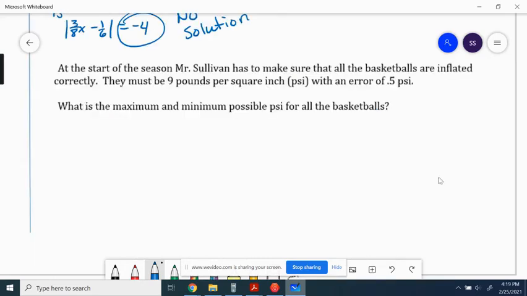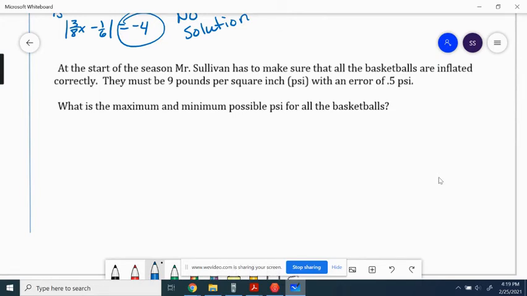All right, now let's look at the story problem we got here. At the start of the season, Mr. Sullivan has to make sure that all the basketballs are inflated correctly. They must be 9 pounds per square inch with an error of 0.5 psi. What is the maximum and minimum possible psi for all the basketballs?